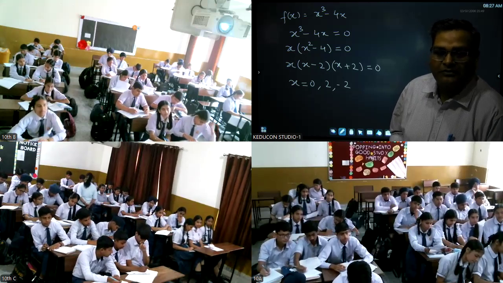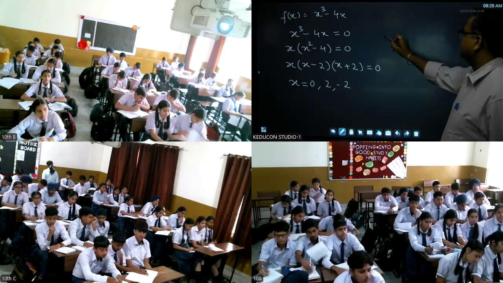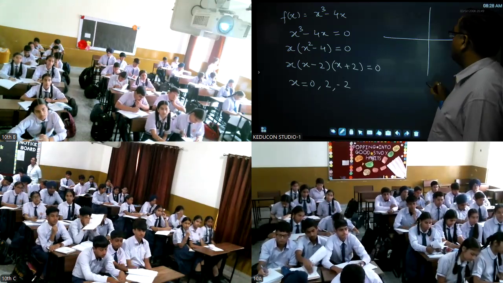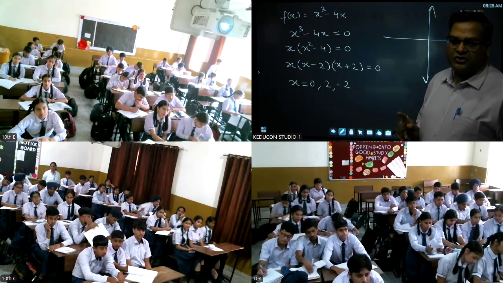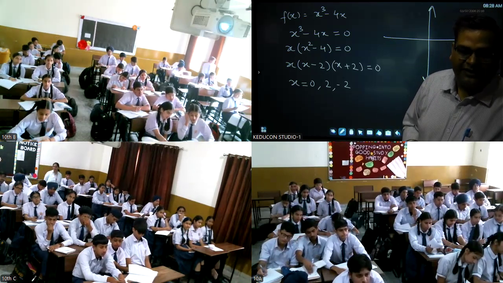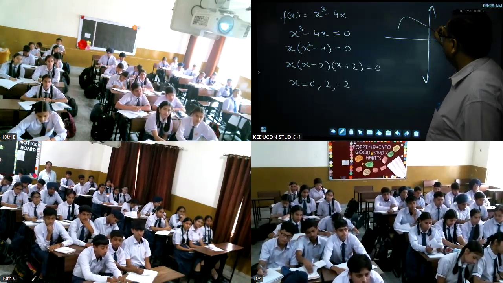Beta, a cubic polynomial will always, see, you have drawn a cubic polynomial. It will have a minimum of one zero. Will it have one zero or not? Suppose it is like this.